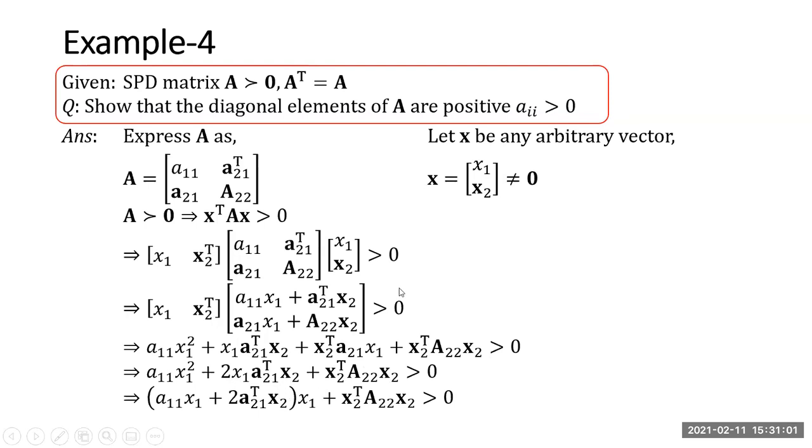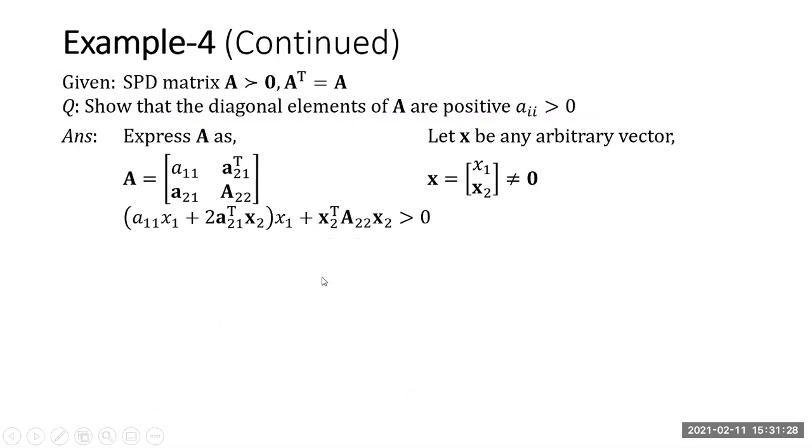Now, what I'll do is I'll take this x1 common, and so this is what I have. A11 x1 plus twice A21 transpose x2 times x1 plus this quadratic term here, x2 transpose A22 x2 is strictly greater than 0. So now let me go to the next slide. This is what I landed up with.